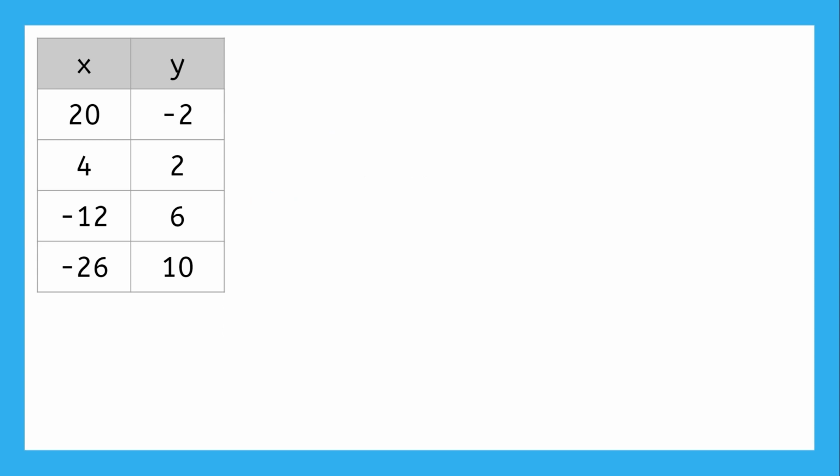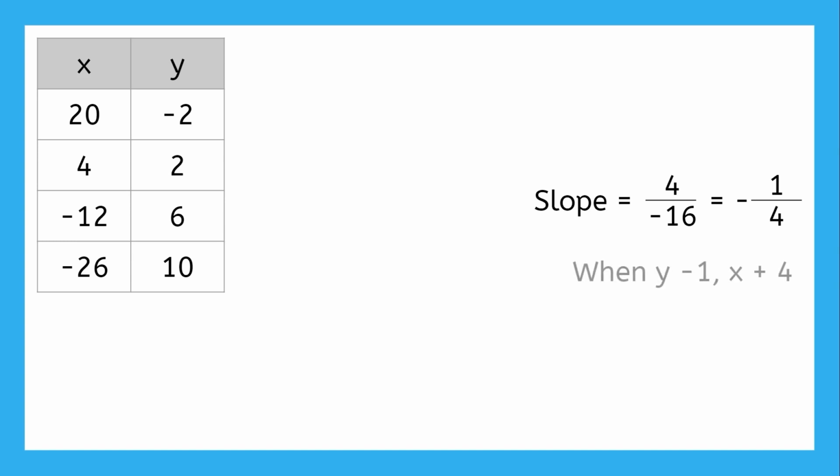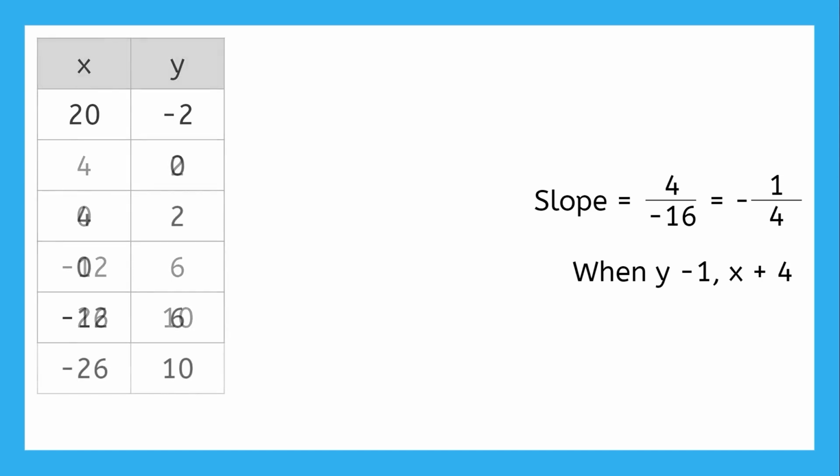Let's do one more example. This will be the hardest one by far, but with everything we know now, it'll still be a breeze. First, if we check the slope between any 2 points here, we will get positive 4 over negative 16, which is negative 1/4. This means that when the y goes down by 1, the x goes up by 4. If we look at the table, we see that the x will be 0 in between 4 and negative 12, and the y will be 0 in between -2 and 2.